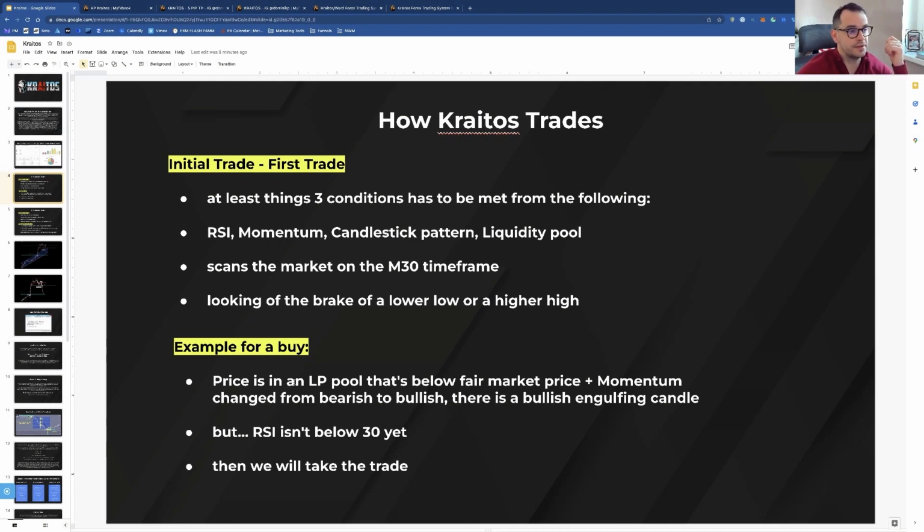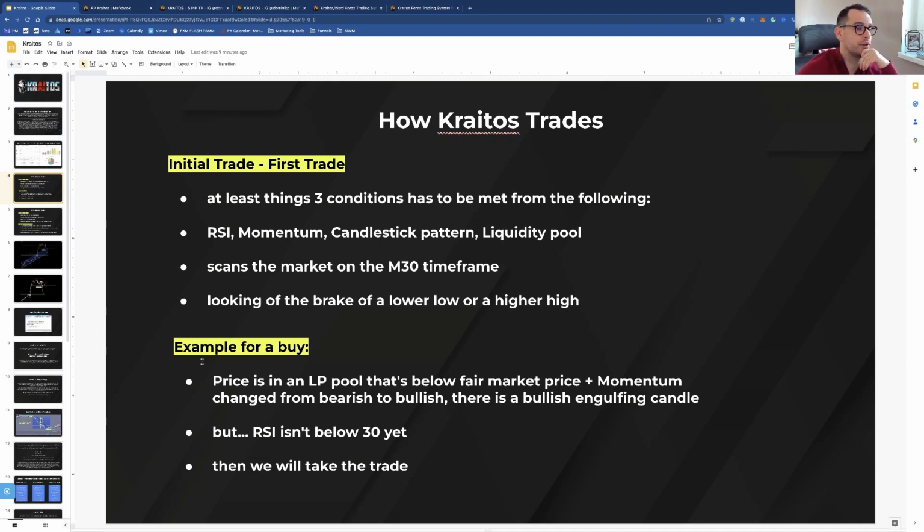Example for a buy: price is in a liquidity pool that's below fair market price. That means RSI is really low, plus momentum changes from bearish to bullish, and there is a bullish engulfing candle. Even if RSI isn't below 30 yet, then we will take the trade, because 3 conditions were met.